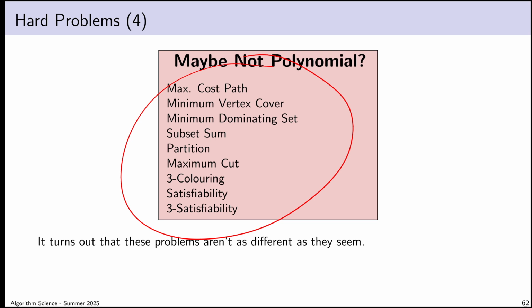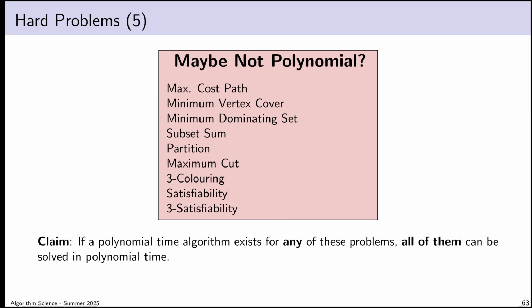And actually, I could make this list a lot longer. Now, I don't have an infinite amount of time to spend on this, but it turns out that there are thousands of problems that are in the same boat, where the problem itself is very easy to specify, and yet no polynomial time algorithm is known, but nobody can prove that no polynomial time algorithm exists either. So I could put thousands of different problems in this box, and the claim I'm going to make on the next slide would still hold, which is, if a polynomial time algorithm exists for even one of these problems, then it turns out that all of them can be solved in polynomial time.